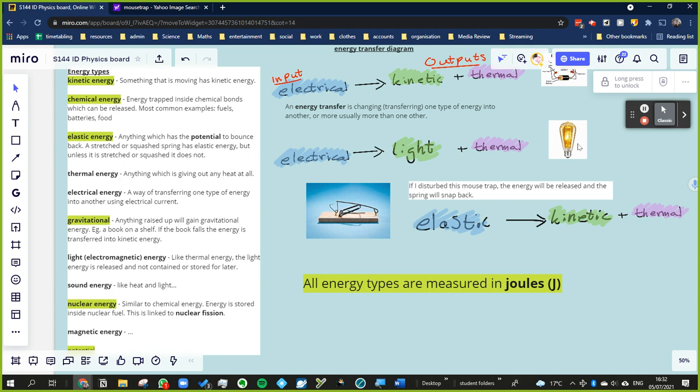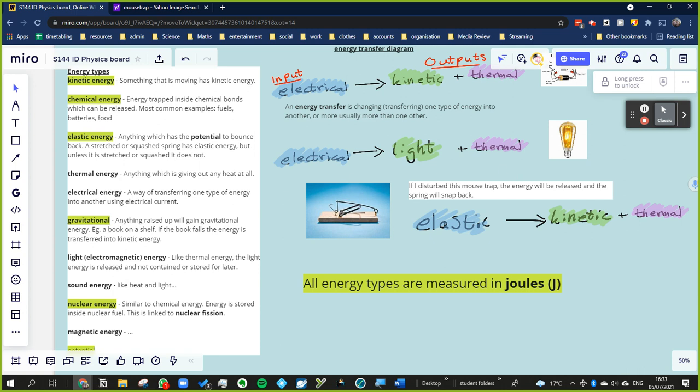Electrical energy is just a way of transferring the energy from one thing to another. So if I plug this light bulb into a battery, there are going to be wires between the battery and the light bulb, and the stuff that is traveling along these wires, energy can be thought of as electrical energy.